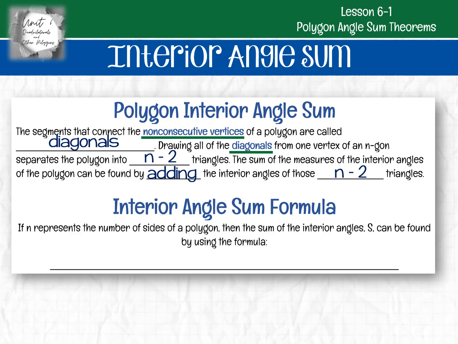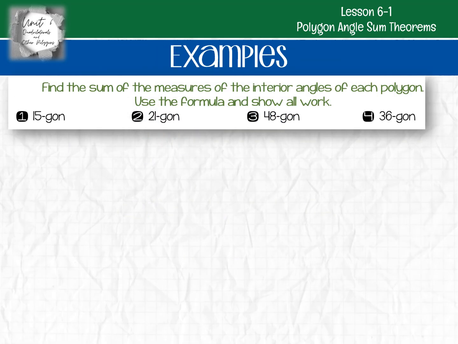So here is a formula, interior angle sum formula. If n represents the number of sides of a polygon, then the sum of the interior angles, capital S, can be found by using this formula. S is equal to the quantity n minus 2 times 180 degrees. Let's do some. Find the sum of the measures of the interior angles of each polygon. Use the formula to show all work.